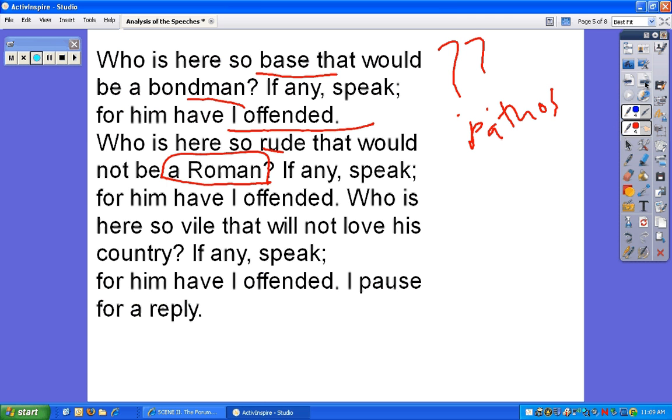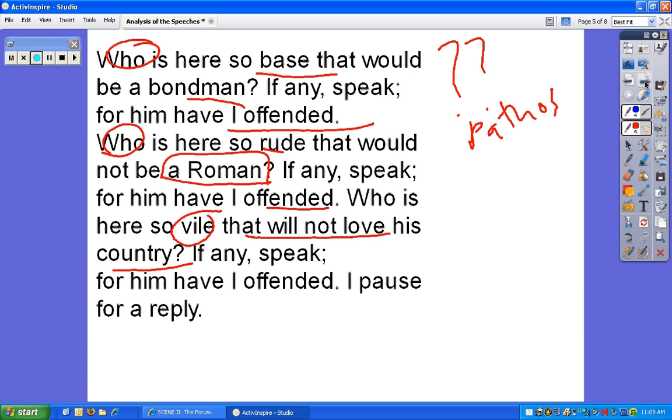And notice we still have parallel structure and anaphora at work. Who is? Who is? Who is here so rude that would not be a Roman? And if any speak, for him have I offended. Repetition. Who is here so vile, as an evil, not to be trusted, that will not love his country? If any speak, for him have I offended.